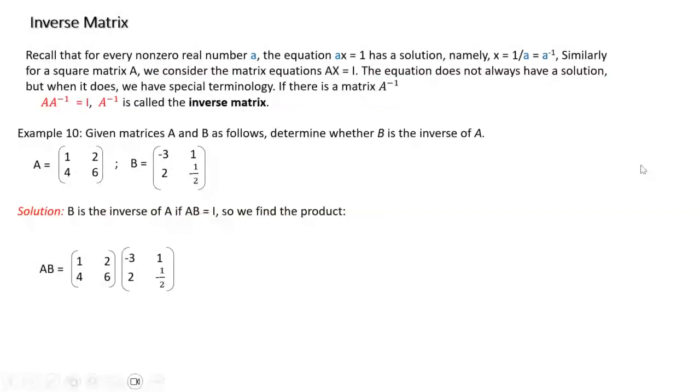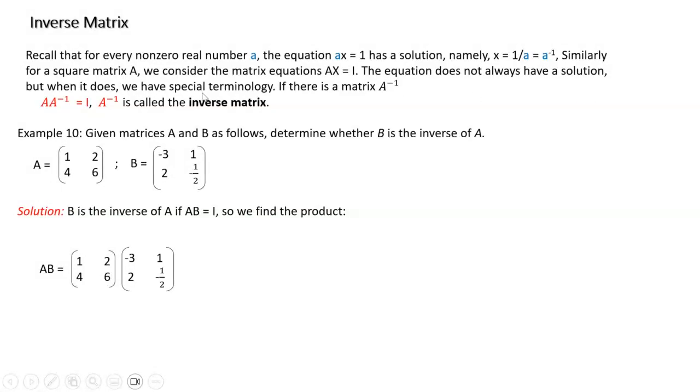Okay, now let's do the inverse. Getting the inverse of a matrix, there are two ways to do a 2 by 2 matrix, which I'm going to show you both ways. But first, it says here: recall that for every non-zero real number A, the equation AX equals 1 has a solution, namely 1 over A, which is called the inverse.